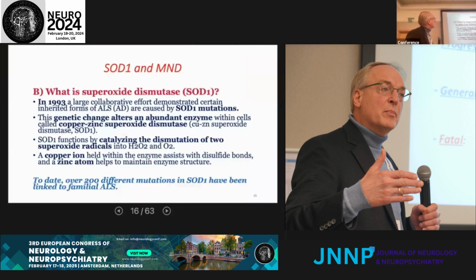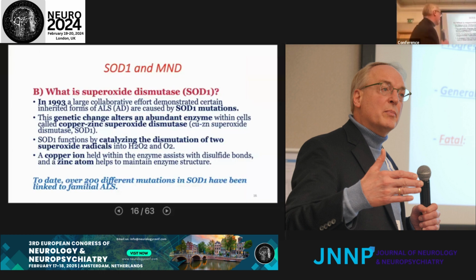So what is this SOD1? Well, SOD1 is called superoxide dismutase. There are 3 forms. We focus on the first form, or the #1. In 1993, a large collaborative effort demonstrated certain inherited forms of ALS. This was Bob Brown, some other people. This is the first gene that was identified as causing ALS.